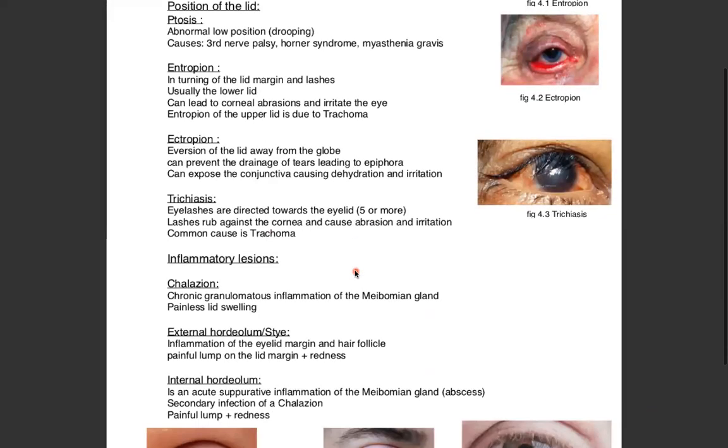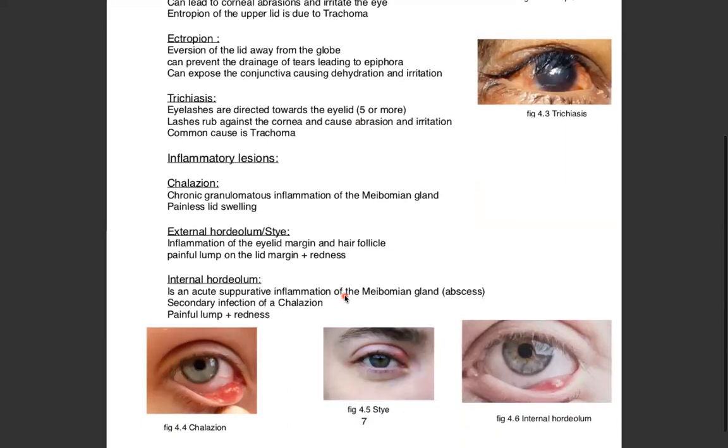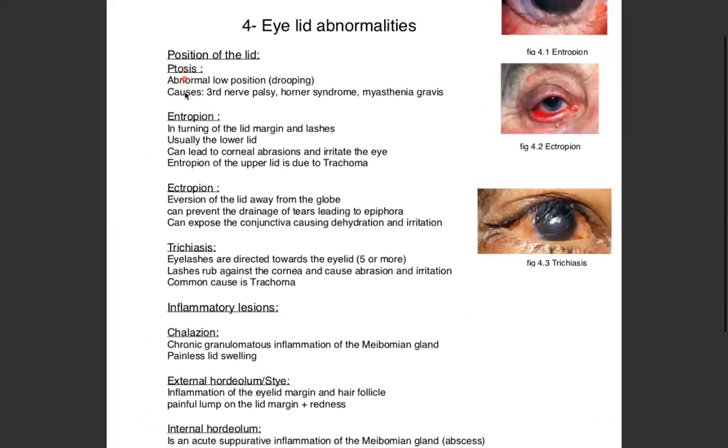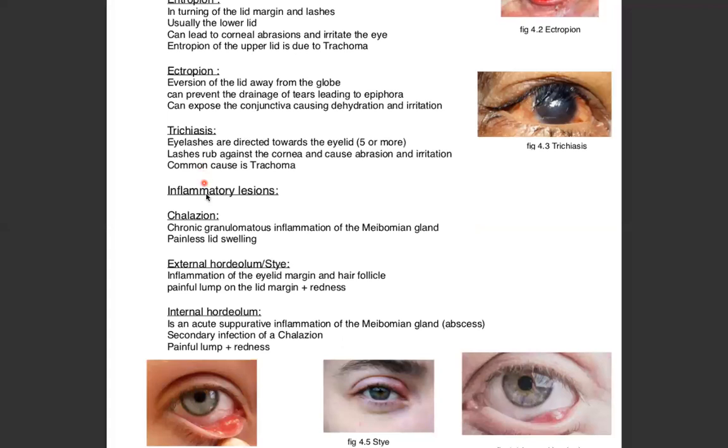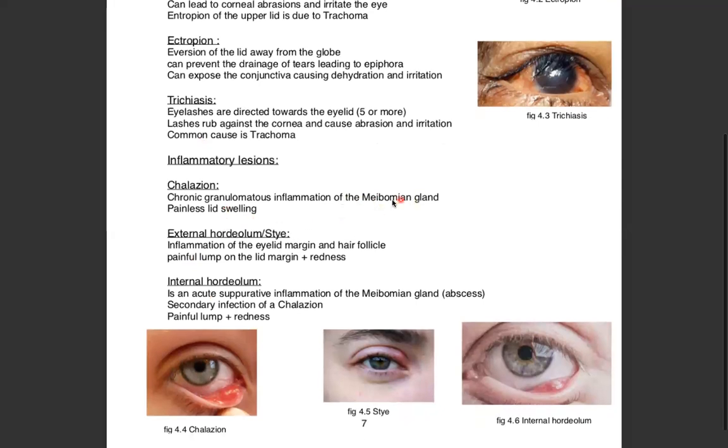We also have inflammatory issues. So the eyelids can have inflammation. Earlier I talked only about problems with the position of the lid. The problems here are in the lid itself, causing an inflammation. First we have chalazion. Chalazions involve the meibomian glands. We said the sebaceous glands of the eye are different. They're called meibomian glands. These can be inflamed. If it's inflamed, it's called a chalazion. Chalazion is painless. Okay? It's a lid swelling that's painless.